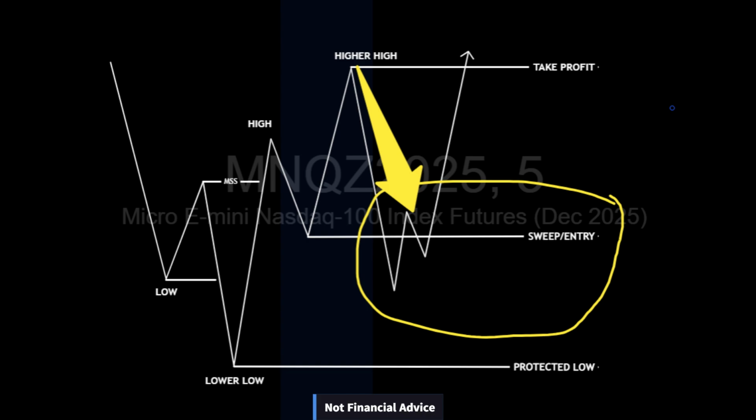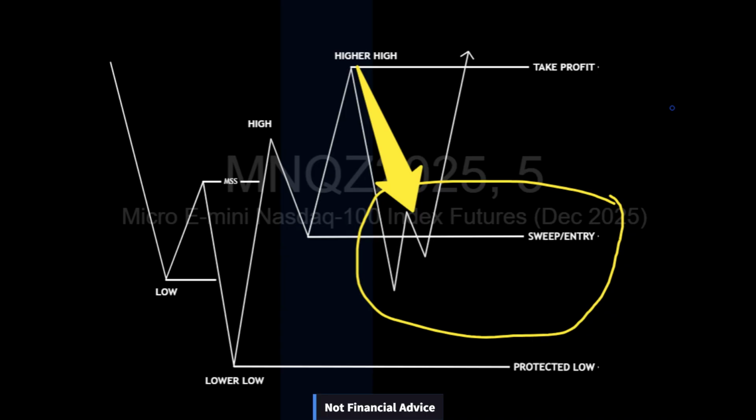An important component to a flip is called a sweep. Inside the flip, we look for something that's called a sweep. A sweep is when price reaches back and takes the previous high or low. It's quick, it grabs liquidity, and then moves away with a strong bullish or bearish, upward or downward candle.